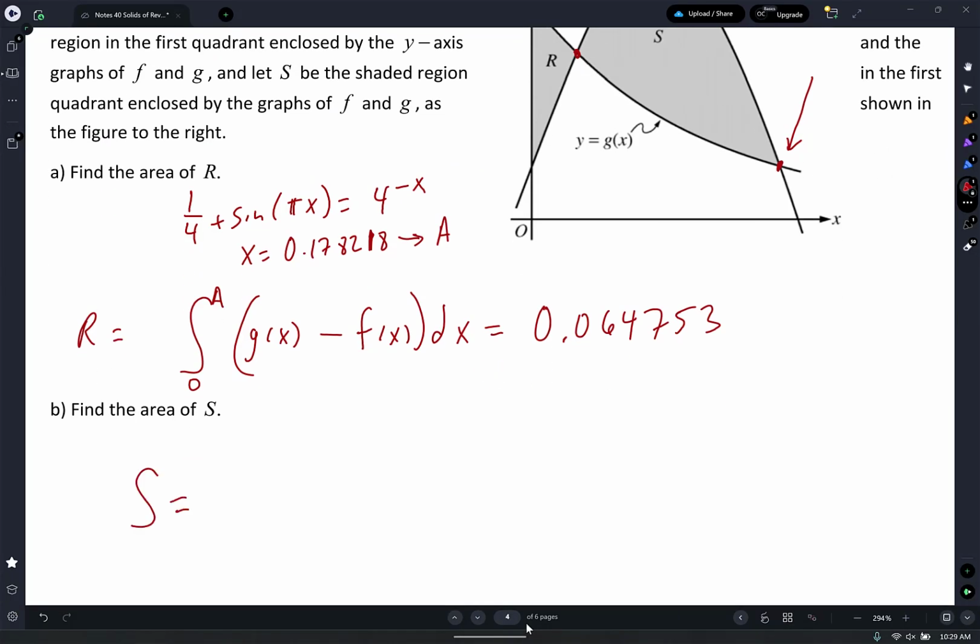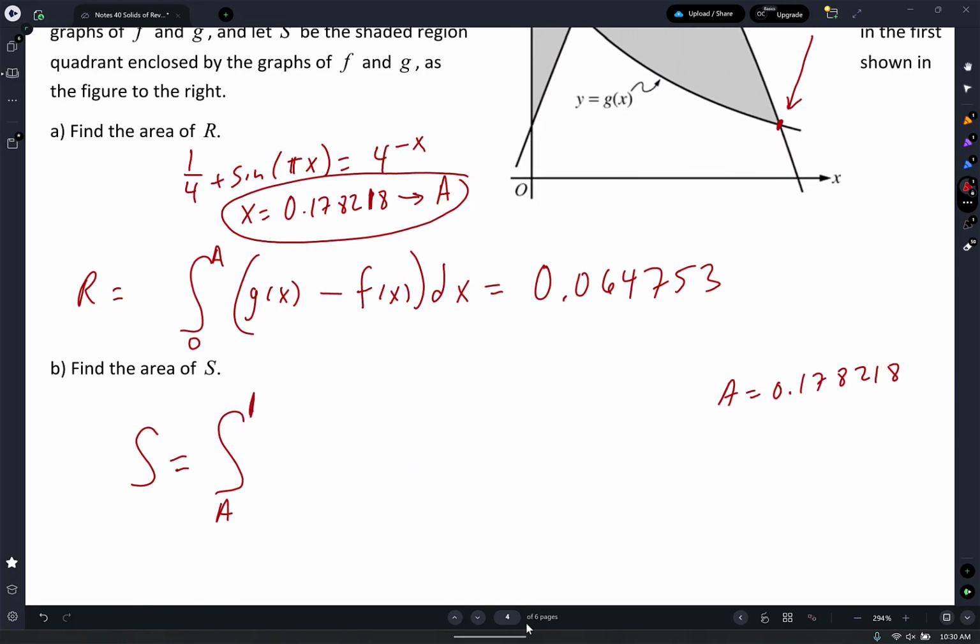Region S is equal to, from what to what? From A to 1. Because you already identified what A is, make sure that it's in there somewhere, guys. If you're paranoid, you can put in here A equals 0.178218. Go ahead and put it in somewhere, but it should be okay. We've done this many times. And then what curve is on top? So f of x minus g of x.